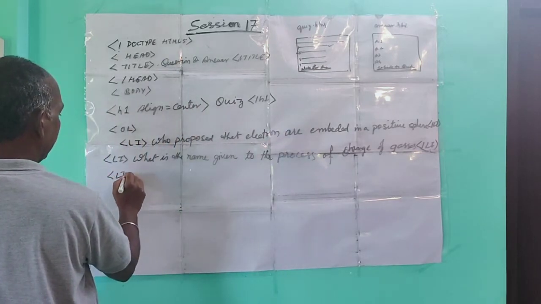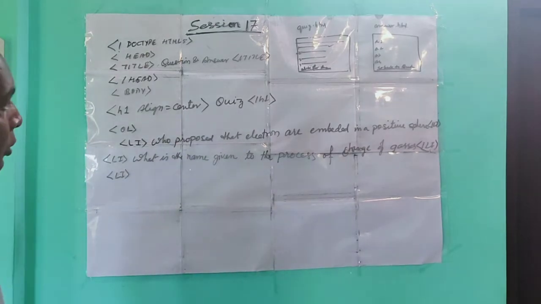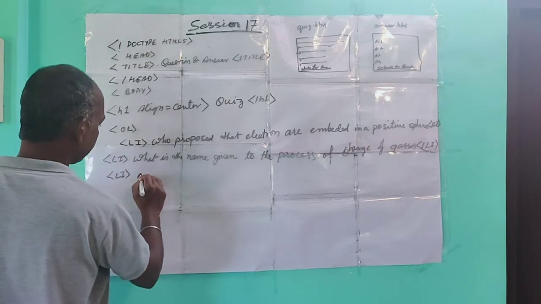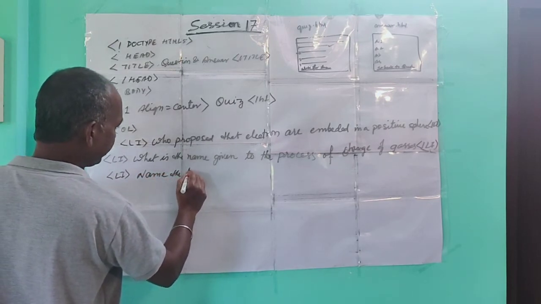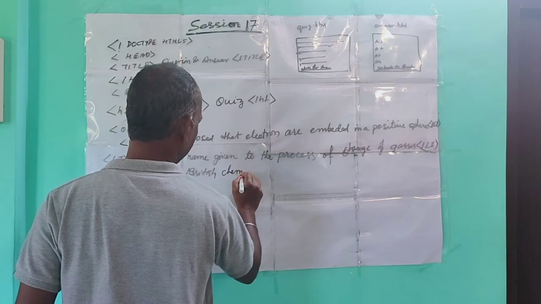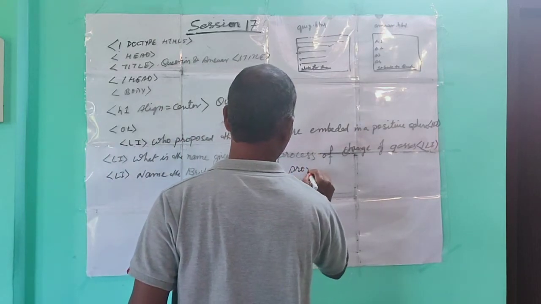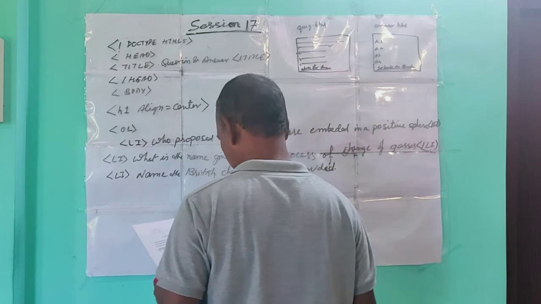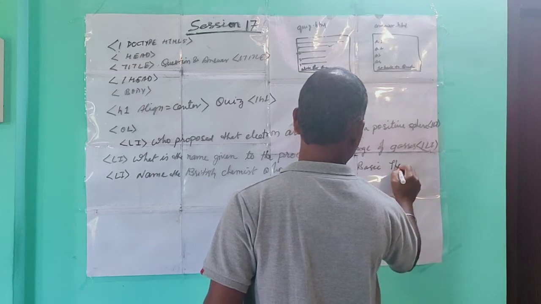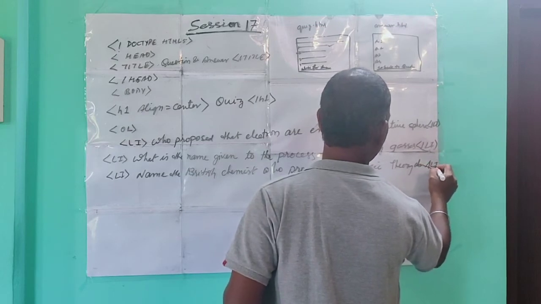For the third question, LI. The third question is: name the British chemist who provided the basic theory about. Complete the question, then close. So here the questions are complete.